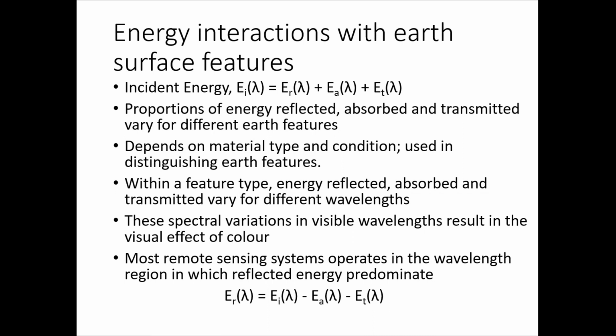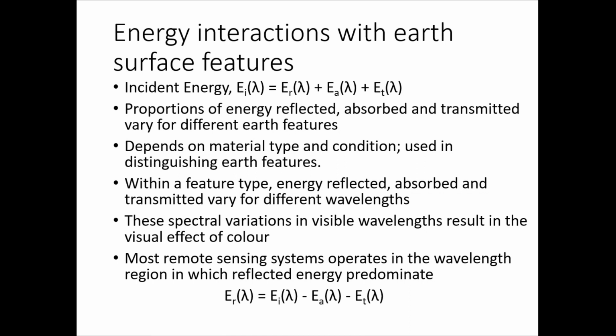So this feature, these various levels of absorption and reflectance, can be used to differentiate different earth features. Is that clear? So these spectral variations, these various levels of reflectance, absorption or transmission, these spectral variations in the visible wavelengths result in the visual effect of color.